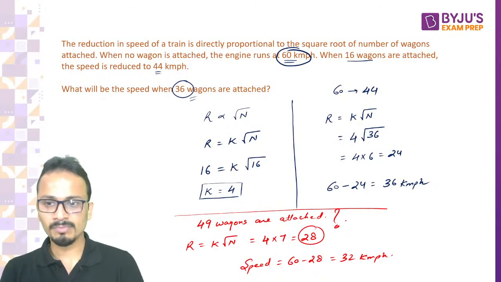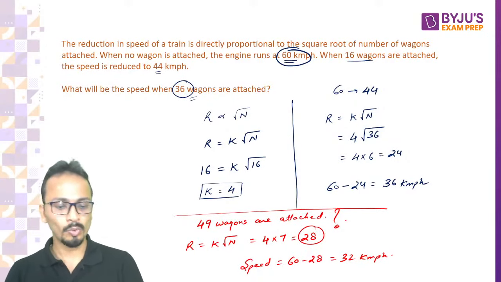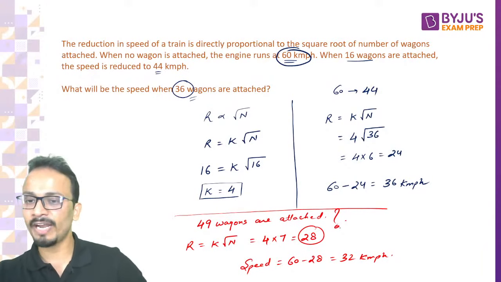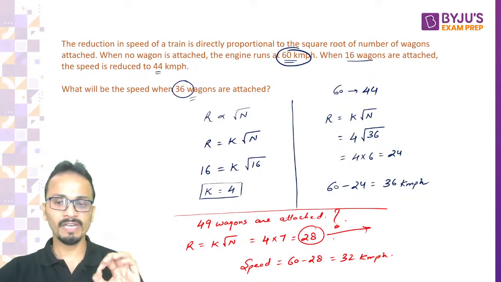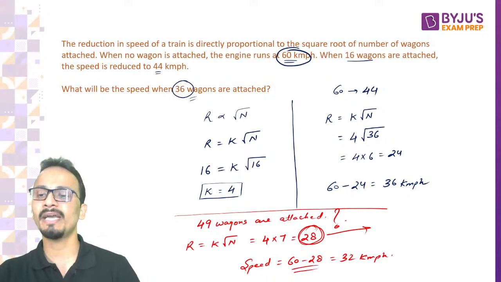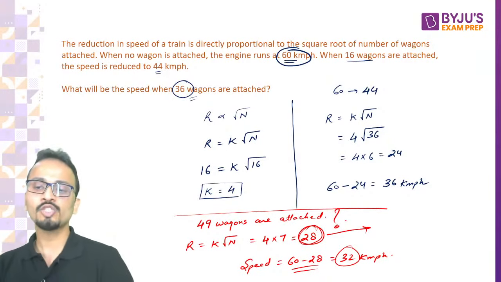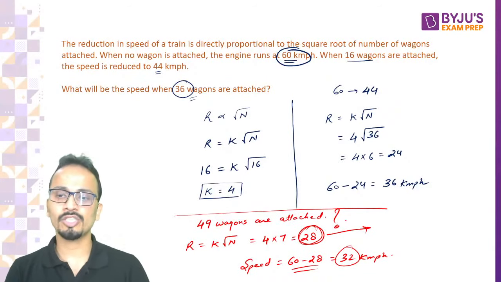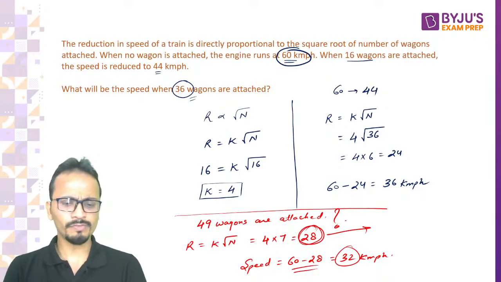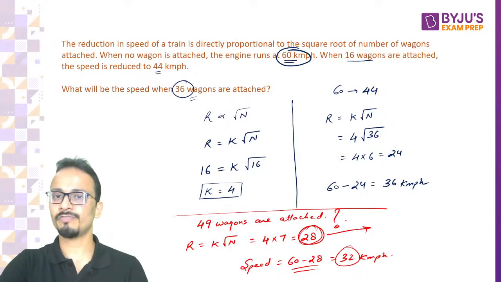Okay. Now Karamjot, yes, 28 kilometer per hour was the reduction in speed, and the speed will become 60 minus 28, that is 32. Okay. Now you will definitely find 28 among the options. So they'll definitely give 28, but the answer is not 28. Answer is 60 minus 28, that is 32. 28 was the reduction in speed. 60 minus 28 will be the speed at which the train will be running. Okay. Now this was the first part of this question. Little easy. Okay. Now let's move on to the next part of this question.